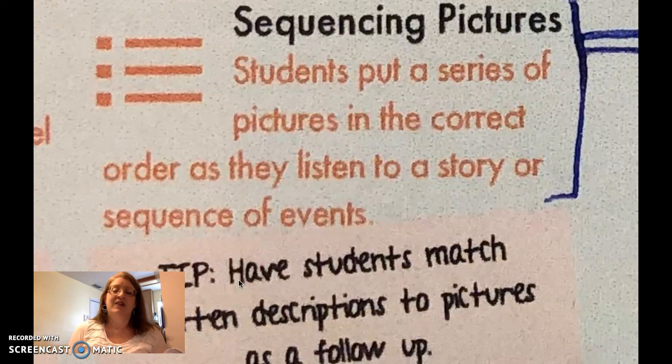Another nonverbal check for understanding is sequencing pictures. You can actually give students a set of pictures pre-printed on paper. They listen to you, and they put the pictures in the order in which you say them in a story or whatever context it is you're doing.